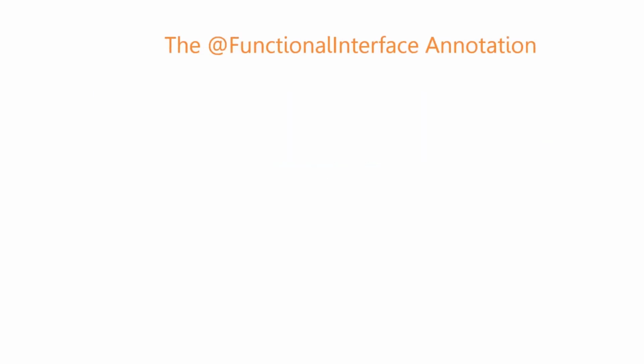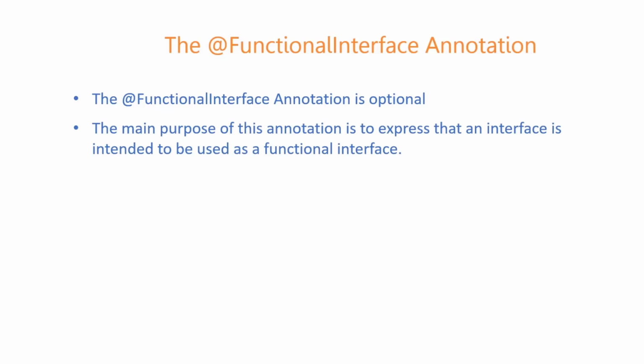Next, the Java standard library contains a special annotation for functional interfaces, and that's nothing but the @FunctionalInterface annotation. And we have seen the functional interfaces annotated with this annotation. But one thing you need to note is that the @FunctionalInterface annotation is actually optional, and it is not required to use this annotation on functional interfaces. The main purpose of this annotation is to express that an interface is intended to be used as a functional interface. So when an interface has a single abstract method, it is still a functional interface even when it's not annotated with this annotation.